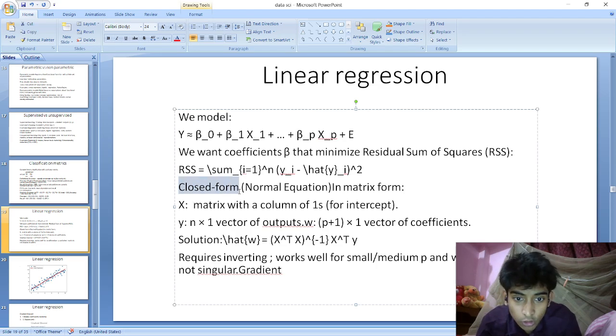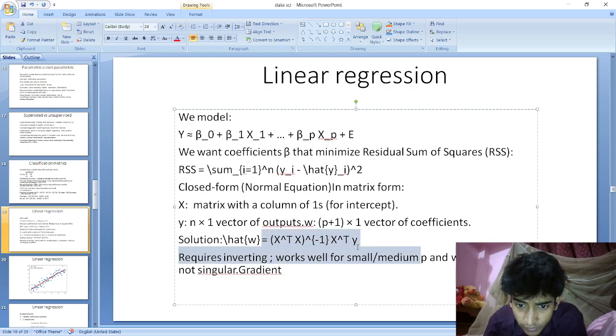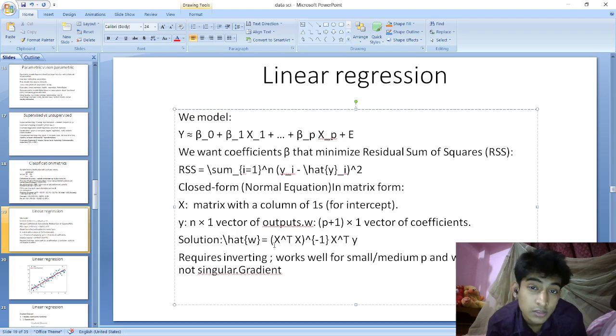In the closed form equation, or normal equation, we have a matrix with a column of 1s for the intercept and an n by 1 vector for the output. Here, this is the equation of the closed form. When we solve this, we will get the coefficients, right? But this is computationally expensive as it requires inverting matrices, and if the features are more, it is even more computationally expensive and not that widely used, right?